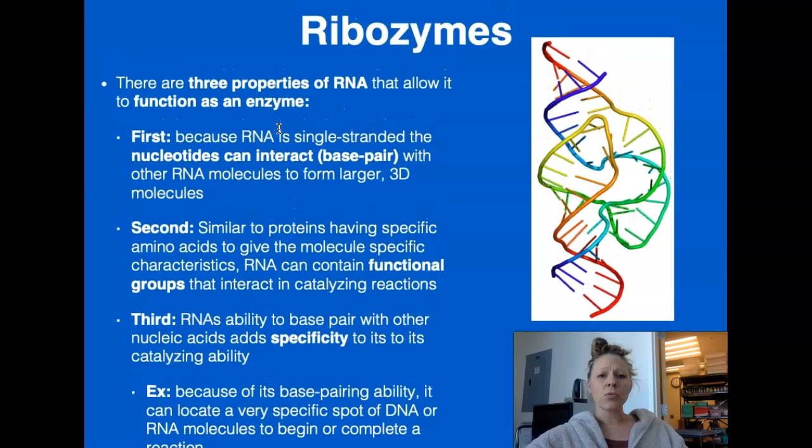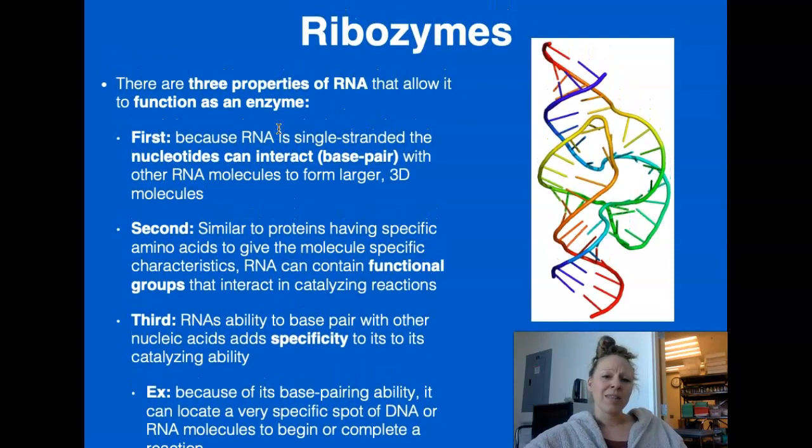So ribozymes: there are 3 properties of RNA that allow it to function as an enzyme. First, remember that RNA is single-stranded, and this allows it to base pair with itself. We can see in this picture that this strand of RNA has a 3D structure. Just like protein folding, the intermolecular forces that allow a protein to fold can be present here too. We have the hydrogen bonds between the nucleotides that allow it to base pair and give it this 3D structure.